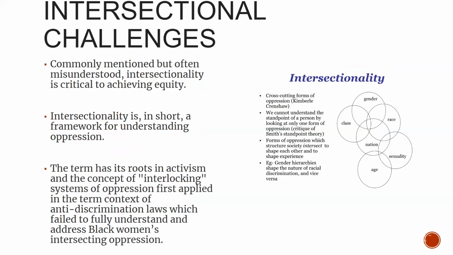So now, talking about intersectional challenges, we have a diagram that's also trying to clarify and demystify the whole idea of intersectionality, right? You can see that a person will have a gender, they will have a race, they will have a class, they will have a nation, they will have a sexuality, they will have an age, and different aspects of our identities may cause us to be discriminated against or to be favored wherever we find ourselves.